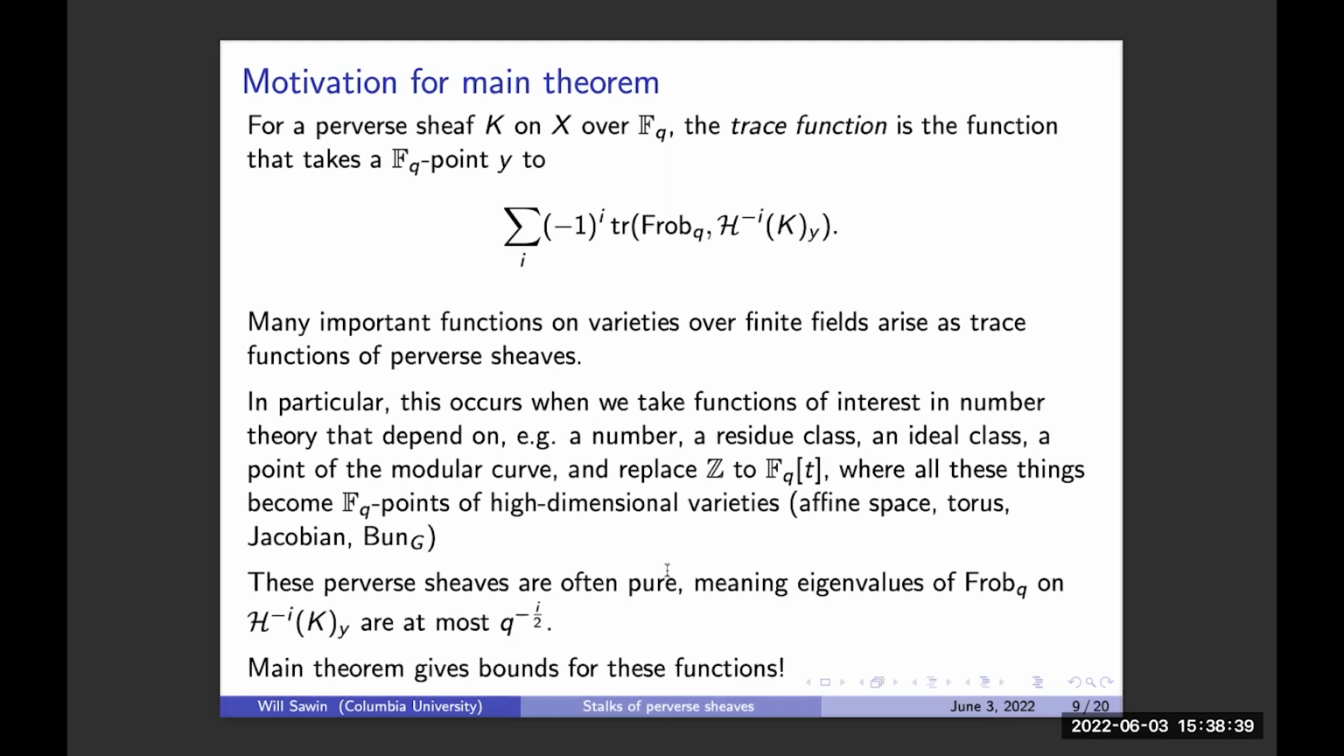you can often prove a purity property of the perverse sheaf, which would imply that the eigenvalues of Frobenius on the minus ith cohomology group are bounded by q to the minus I over 2.